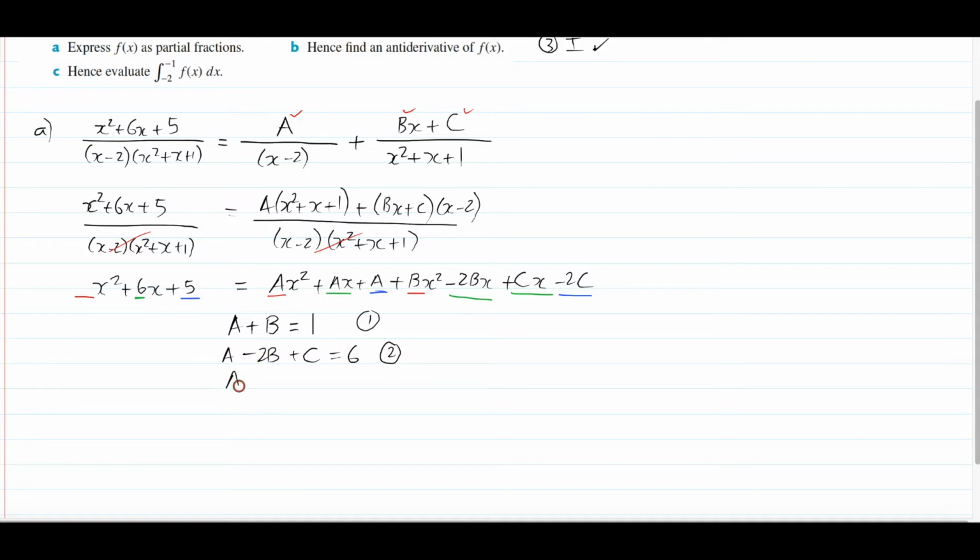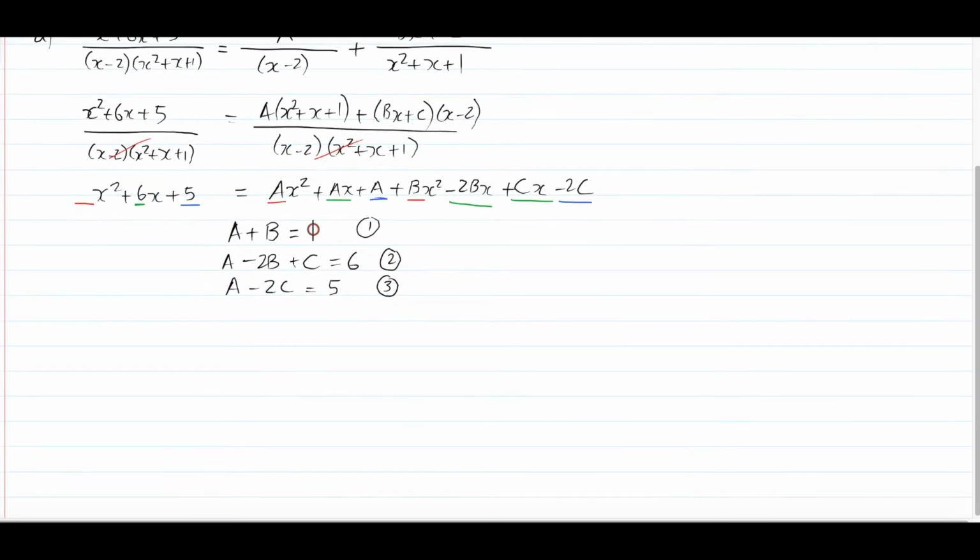So a minus 2c equals 5, that is equation number 3. And of course, we have to do simultaneous equations to solve for a, b, and c. There are 3 equations, there are also 3 variables. So if there are 3 equations and 3 variables, or the same number of variables as the equations, you can definitely do simultaneous, okay? So we can definitely do it right here.